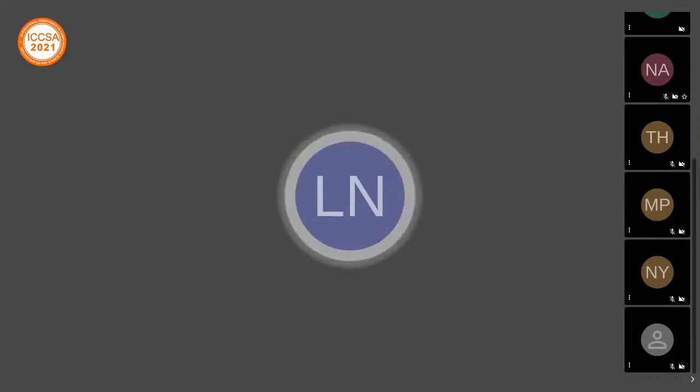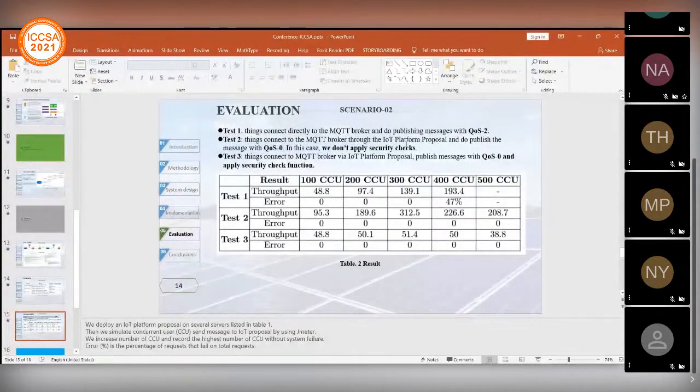In this step, we simulate concurrent users using JMeter software, and then we record the highest number of concurrent users without system failure. The test result is illustrated in table 2. For test 1, the highest number of concurrent users is 300. Test 2 and test 3 have a highest of 500. But test 2 has higher robustness because in test 2 we don't apply any security check.